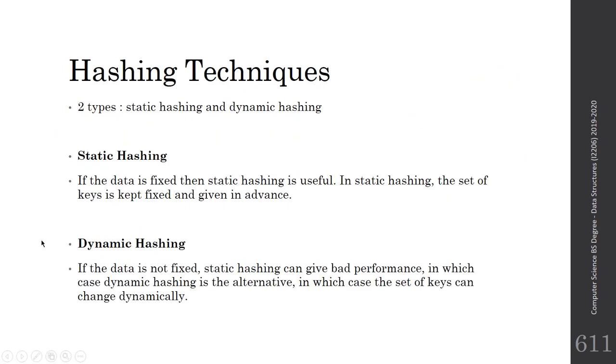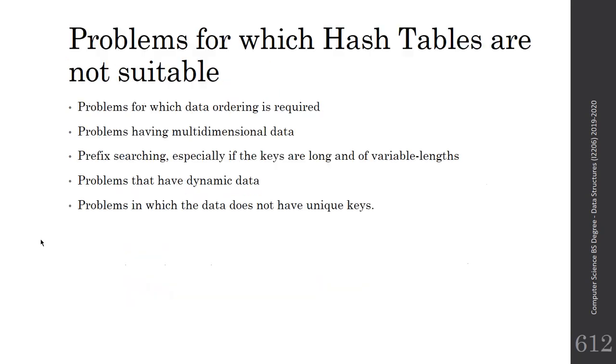As for the hashing techniques, we have two types: either static hashing or dynamic hashing. It depends on the key. If the data of the hashing is fixed and static, it doesn't change, we will use static hashing. And if it's dynamic, it means the data is not fixed and it changes from one call to another, so we need an alternative which is called dynamic hashing, that we will not cover in this part.